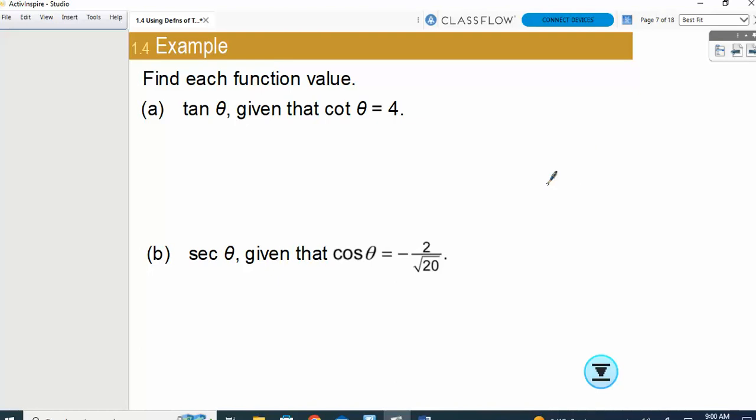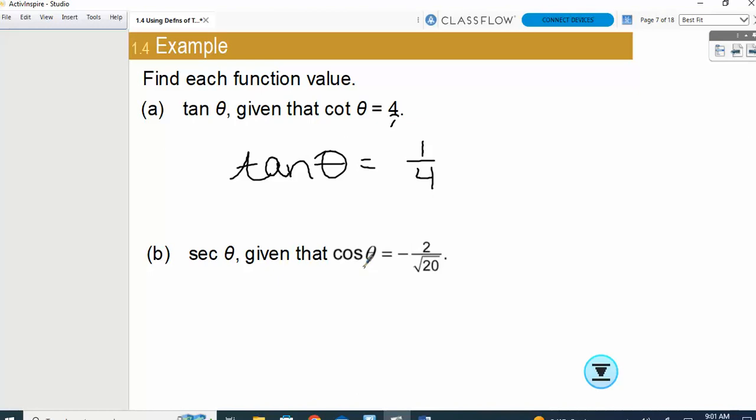Alright, so if I give you that cotangent is equal to 4, can you tell me what tangent of theta would have to be equal to? 1/4. They are reciprocals. If you have an integer, this is just like 4/1, so the reciprocal is 1/4.